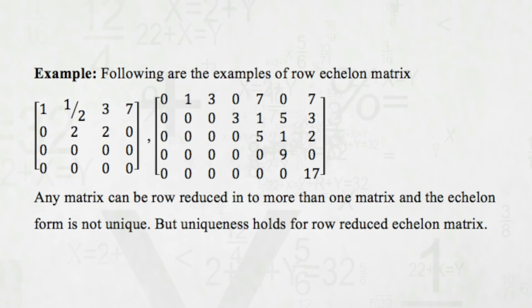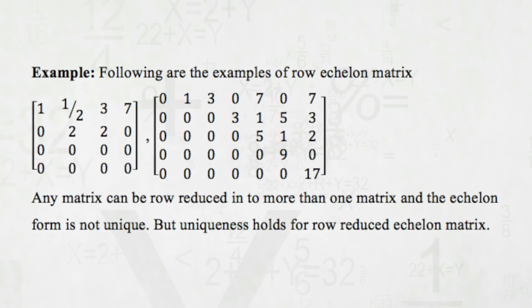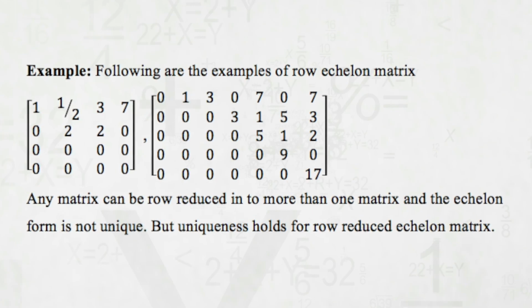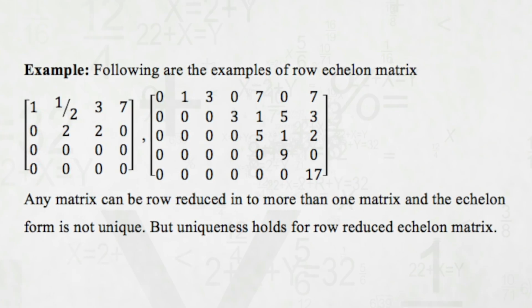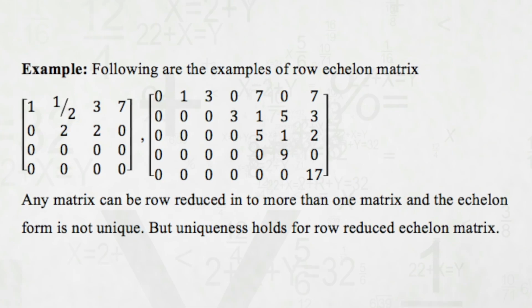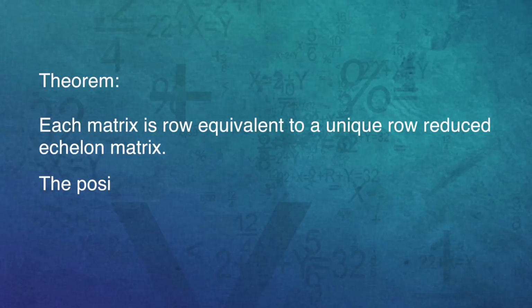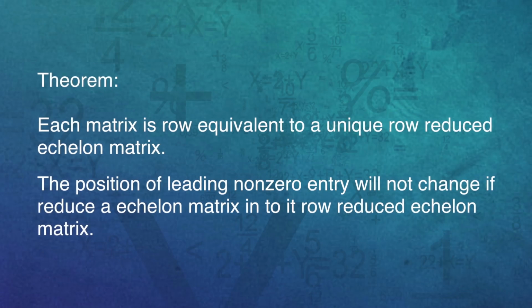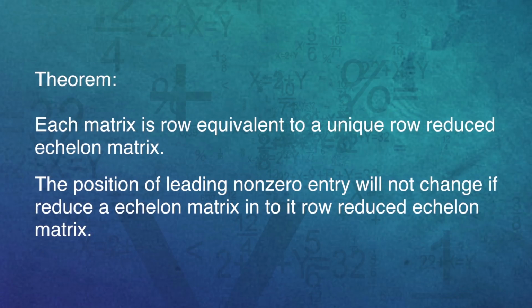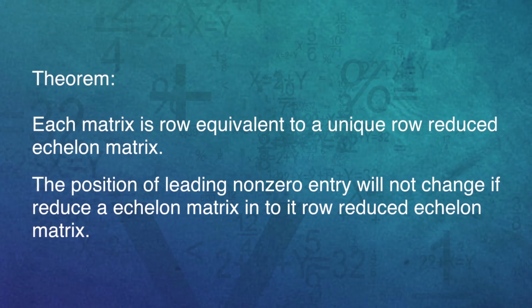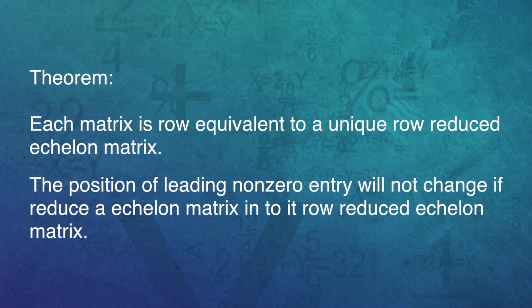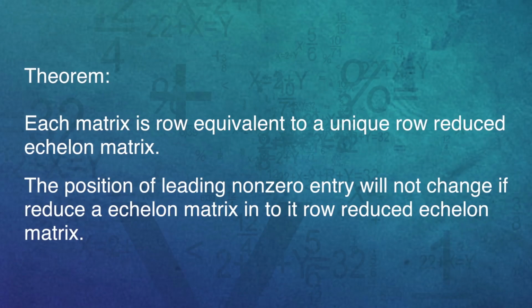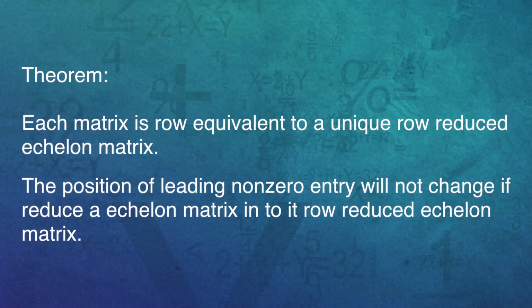Any matrix can be row reduced into more than one matrix, and the echelon form is also not unique, but uniqueness holds for the row reduced echelon matrix. We shall see a theorem now. The statement is, each matrix is row equivalent to a unique row reduced echelon matrix. The position of the leading non-zero entry will not change if we reduce an echelon matrix into a row reduced echelon matrix.